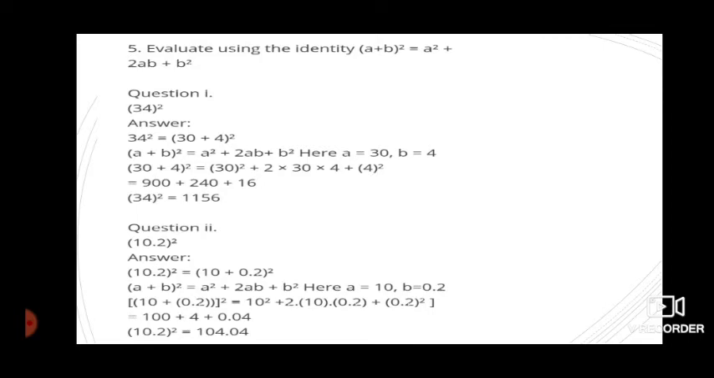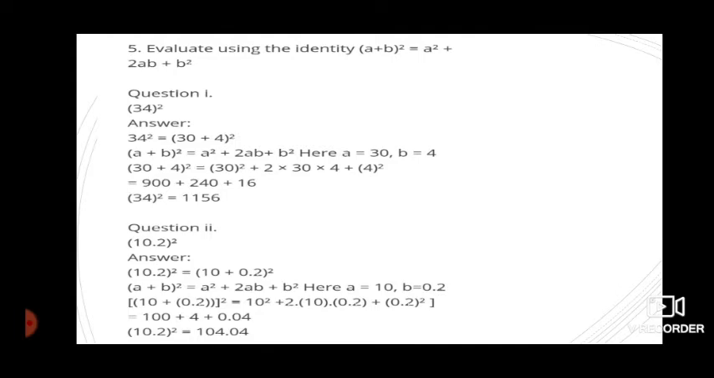Okay, now see here one more example. 10.2 whole square. Now this also we have to calculate using the formula (a plus b) whole square is equal to a square plus 2ab plus b square. So to get that formula, 10.2 I am writing as (10 plus 0.2) whole square. Now it is looking like (a plus b) whole square. A is 10, b is 0.2.